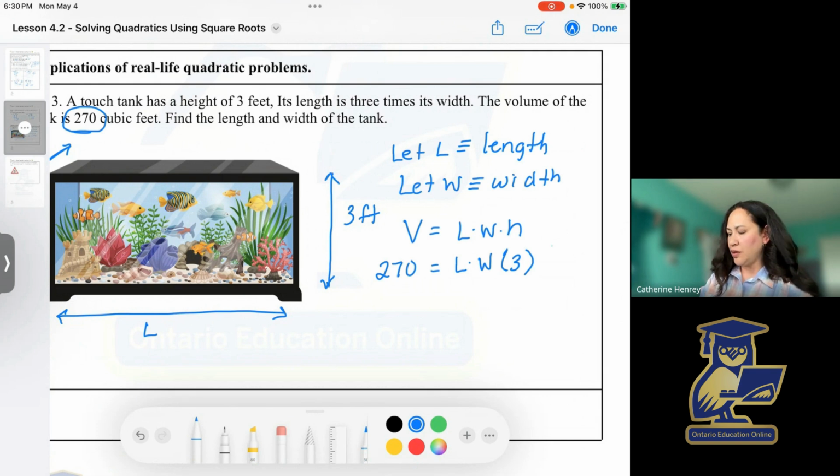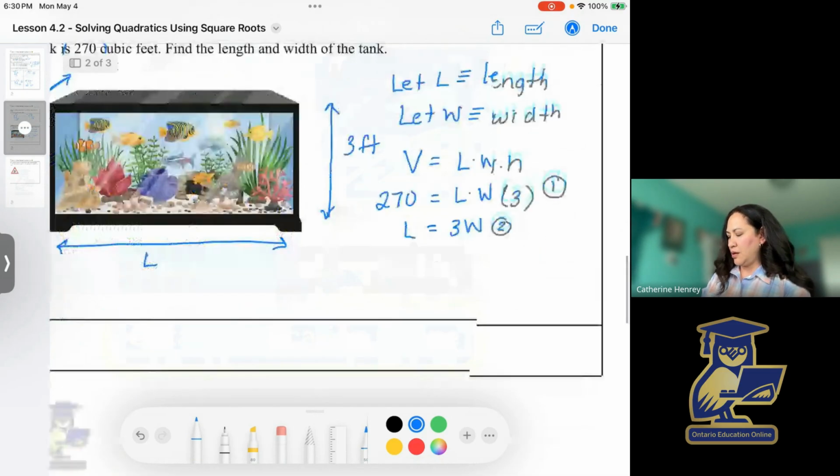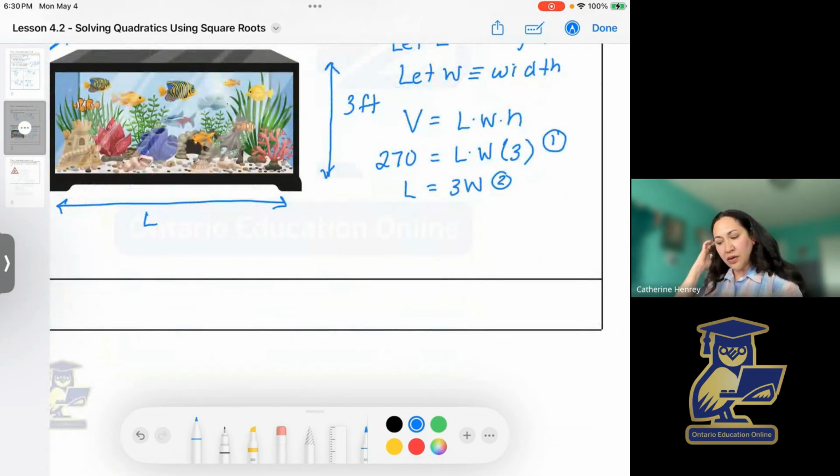So we can work with this one equation, but we have 2 unknowns, so we need to come up with another equation, and that comes from the sentence right here. The length is 3 times the width. So I'll have L is equal to 3 times the width. Let's call that equation 2. So how would you solve this? I would go ahead and use substitution, and I would sub 2 into 1.